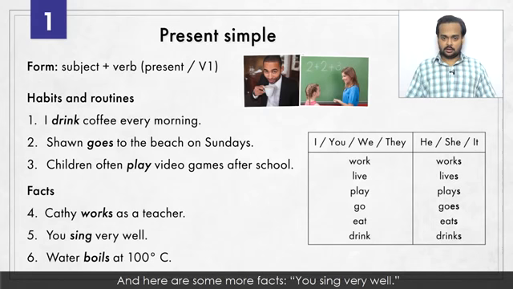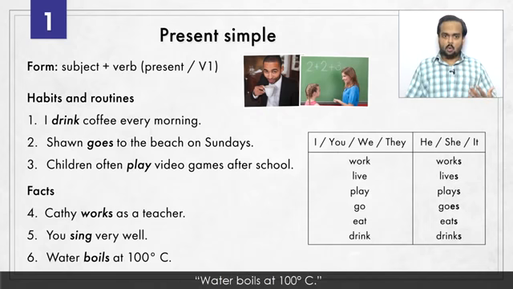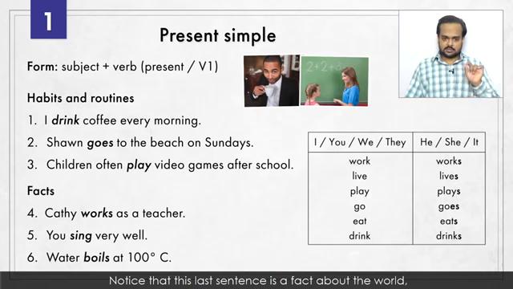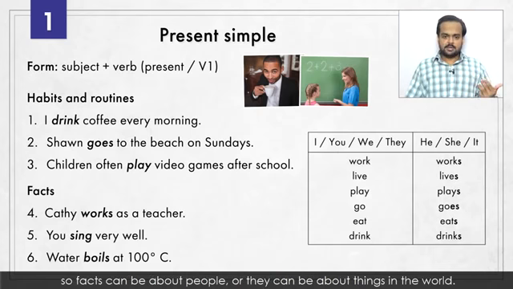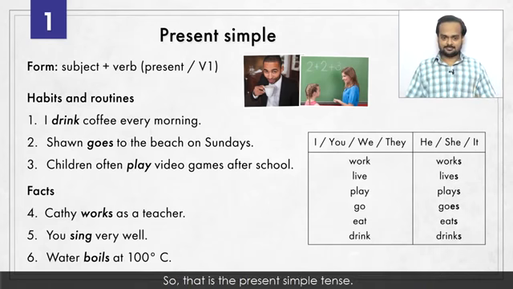You sing very well. It's said as a fact about someone's ability. Water boils at 100 degrees Celsius. Notice that this last sentence is a fact about the world. So facts can be about people or they can be about things in the world. So that is the present simple tense.